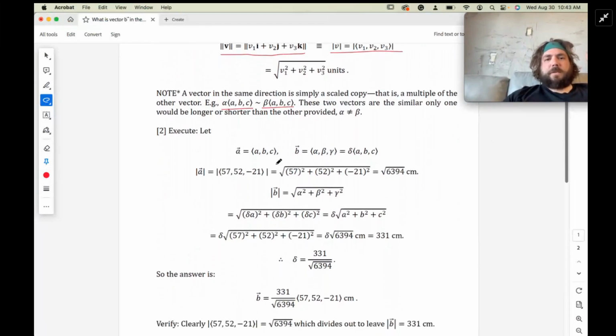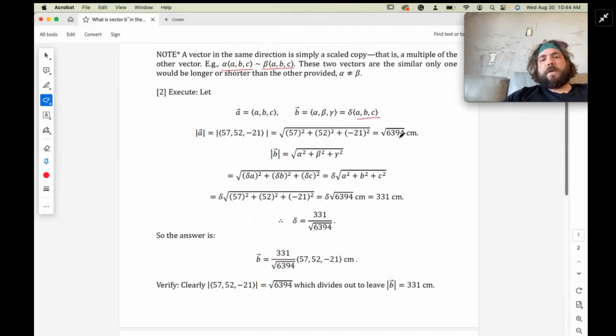And so I set it up. I let a vector A, we already know what vector A is. And then I let vector B be three different values there. And then I let the multiple be delta here, and that'll be multiple times A. So then you just go through and do the math. So let's take the magnitude of A first. Then we got B. I set up the magnitude of B, alpha, beta, gamma. Then I replace that with delta A, delta B, delta C from this. Pull out delta. Now I have delta times A.